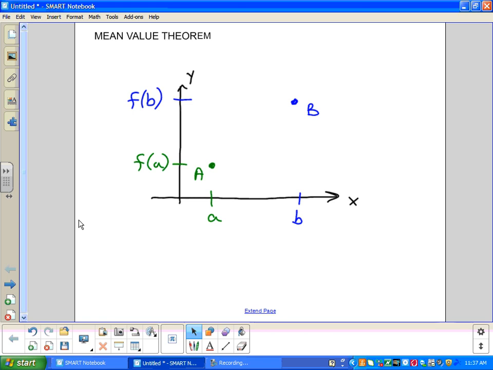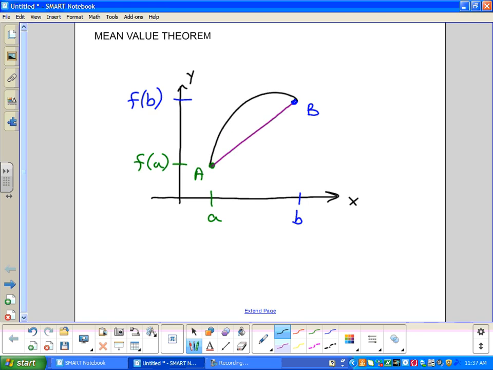And you can tell this is an increasing function from A to B, and the average rate of change shown here is the purple line. It is a secant line between 2 points. And if I was to draw any function, and again, remember a function passes the vertical line test, if I draw any function here, there's a function f of x between A and B.